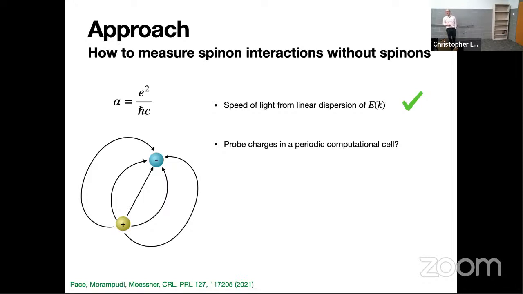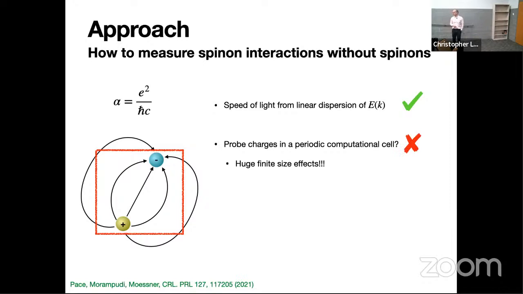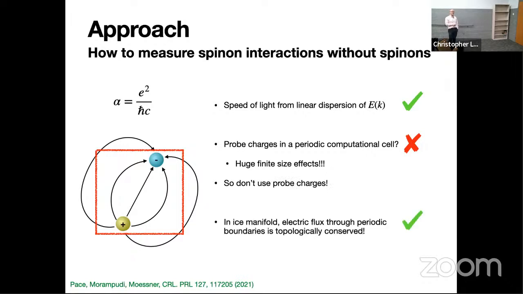So we could go and say, well, if I put 2 probe charges in, I know the energy is E squared over R. But the problem is I have to put it in a computational unit cell, and that has huge finite size effects. I don't have translation invariance. I've got a square. The dipole fields going through periodic boundary conditions do something completely crazy. You do Ewald summation, you rip your hair out. You're never going to get anything out of that, right? So what do we do? Well, don't use probe charges.